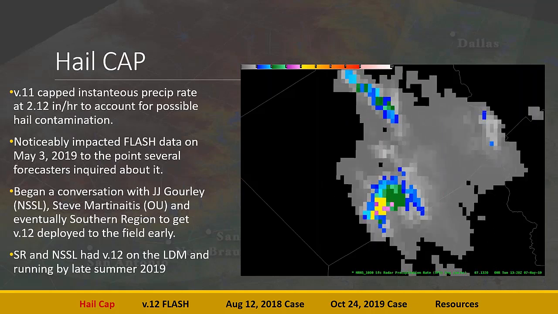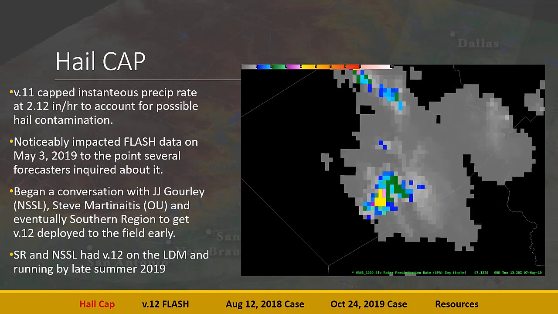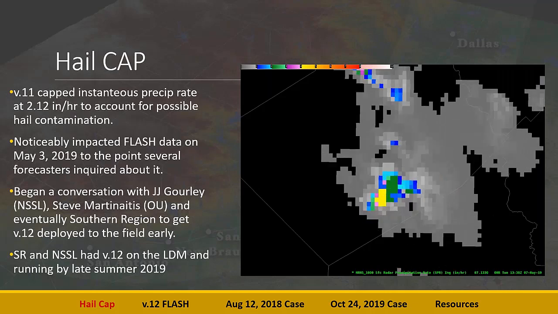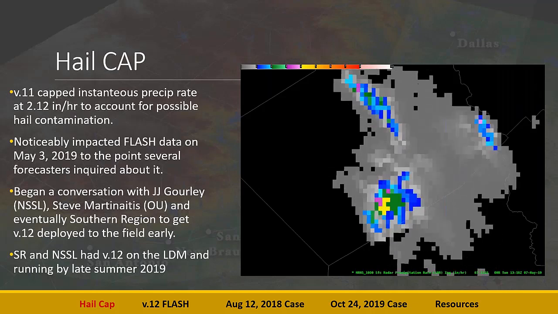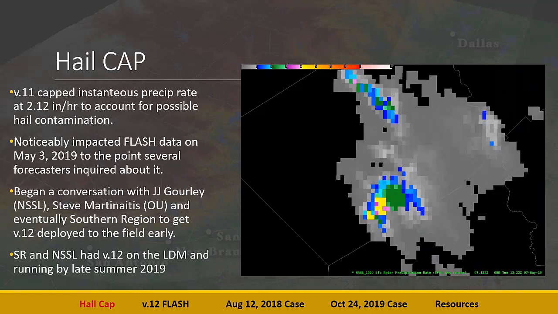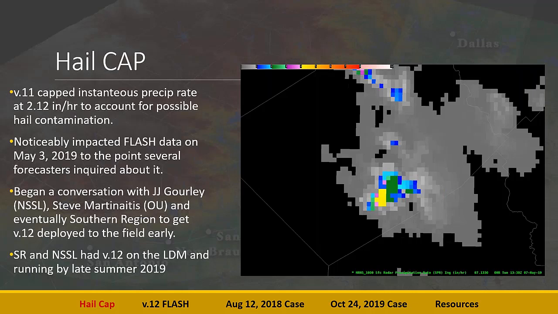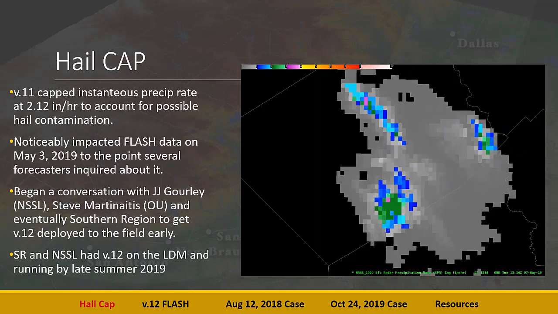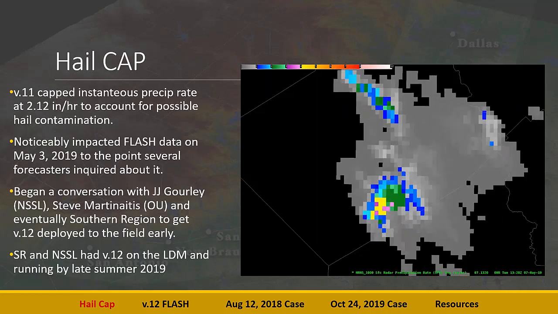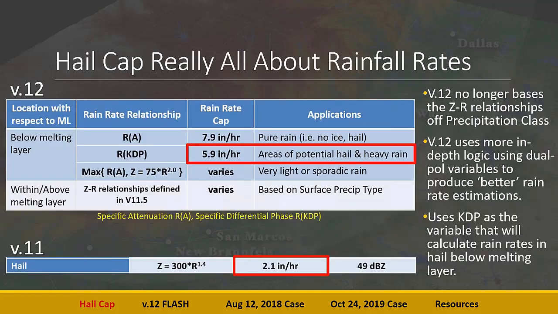So we noticed during an event in 2019 that maybe some of these Flash values were a little bit off, a little bit underdone. So we started conversations with Steve from OU, who runs basically the MRMS side of things, and JJ Gurley, basically the Flash developer from NSSL. And we eventually got Southern Region to start sending the new Flash data over the LDM by the late summer last year. And that's now available to everybody. If you're not in Southern Region, all of the regions now have this ability. So if you were a big user of Flash data, you can actually contact your region and start get that data into your WFO ahead of time.